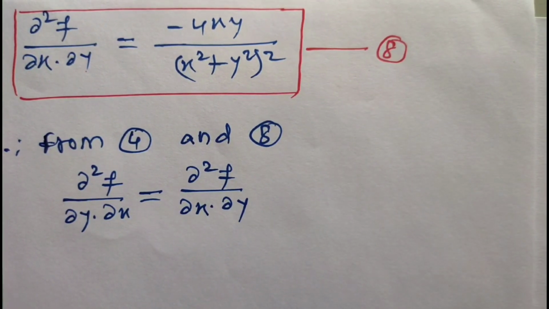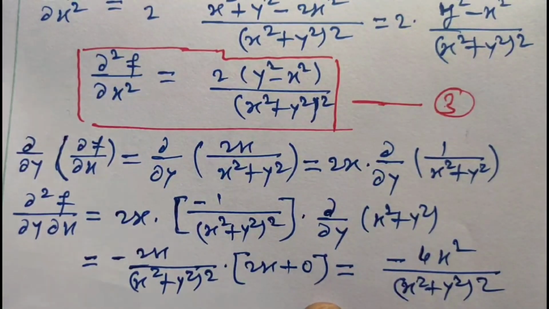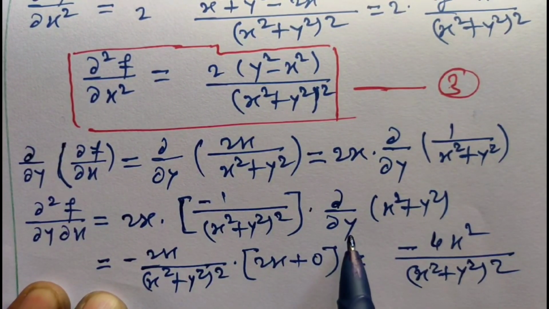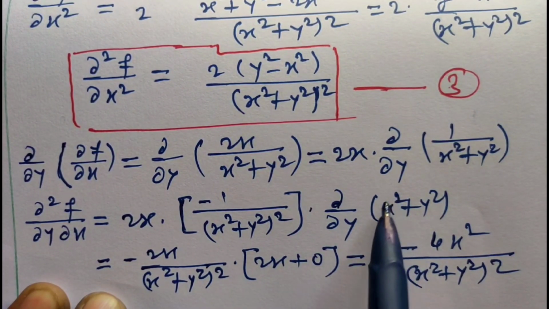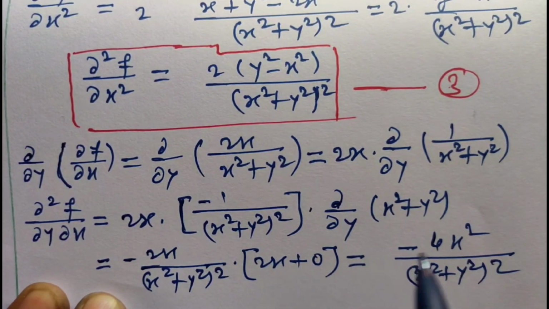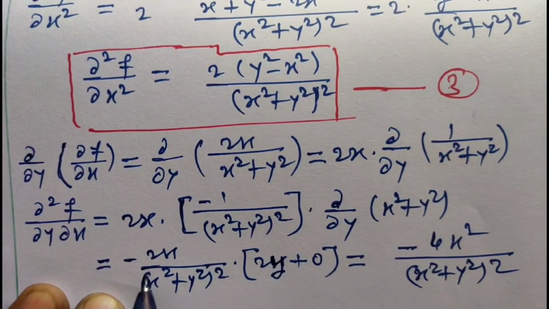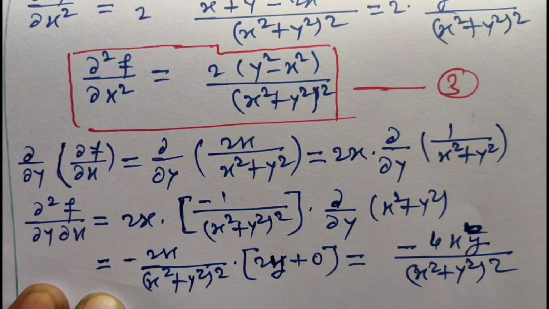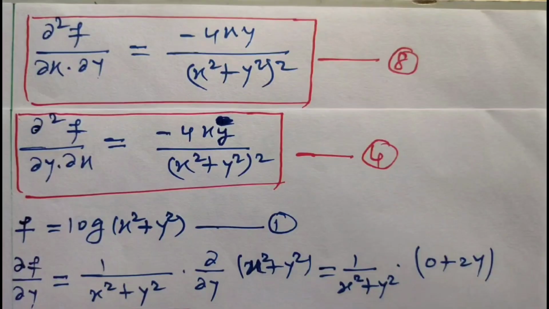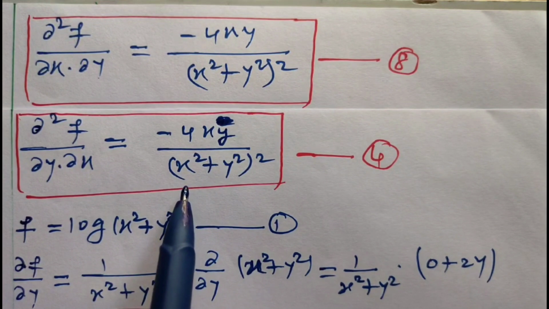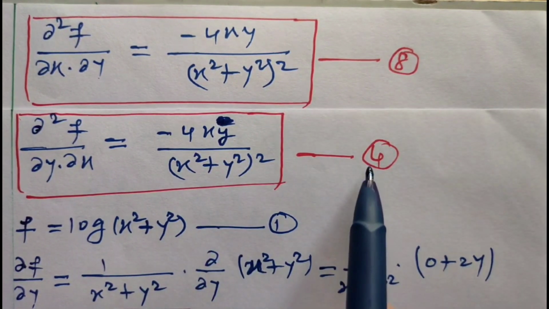In result number 4, we have to make one simple correction. Here we have taken the derivative of x² + y² with respect to y, considering x as constant. So the derivative of x² will be 0 and the derivative of y² will be 2y. We can take here 2y + 0. So −2x into 2y becomes −4xy. Hence result number 4 can be written as this: ∂²f/∂y∂x is equal to −4xy divided by (x² + y²) squared. This is result number 4 and this is result number 8.